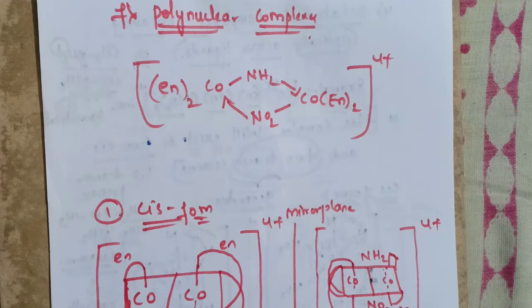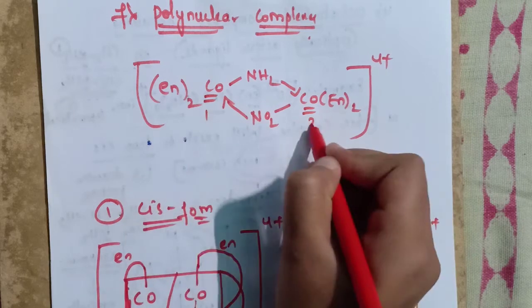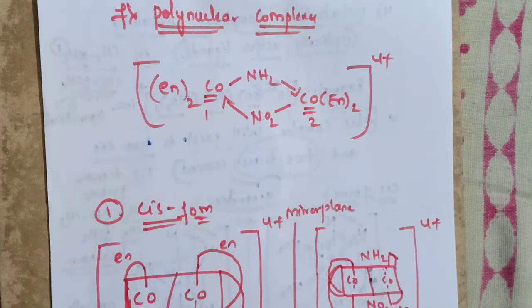And the last type is polynuclear complexes. Polynuclear complexes means those which contain more than one central metal atom. Here you can observe in this Co, there are two central metal atoms. So these are called polynuclear complexes. Optical activity is not only limited to mononuclear complexes, but Werner found these polynuclear complexes which contain two metal atoms.